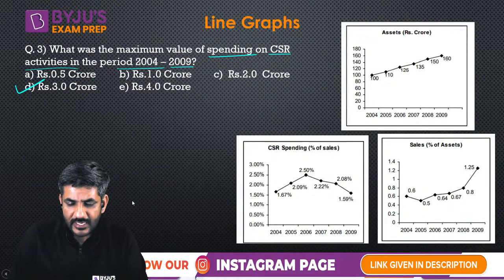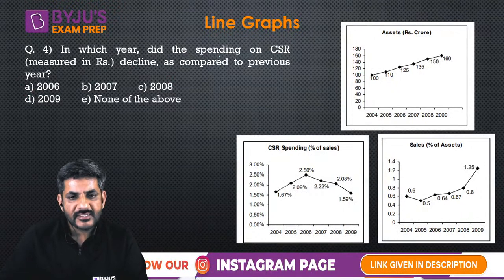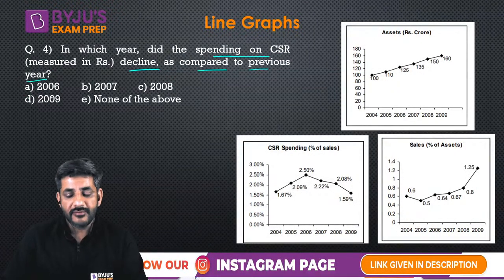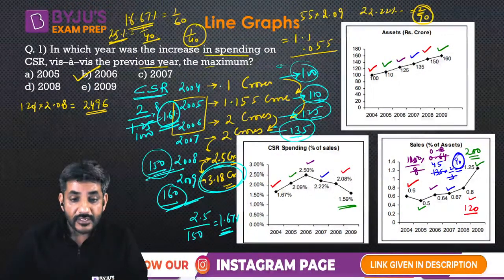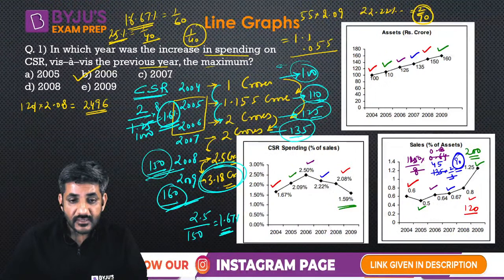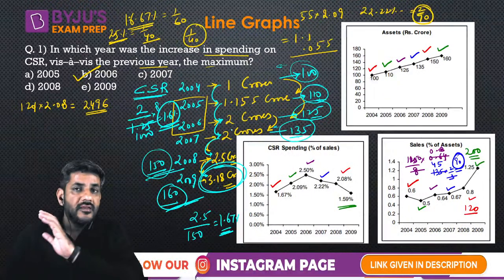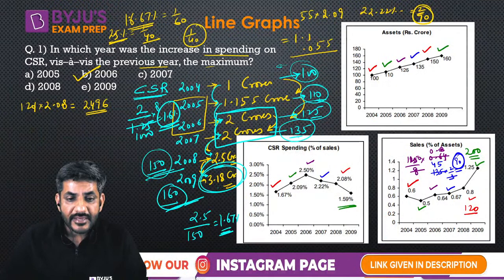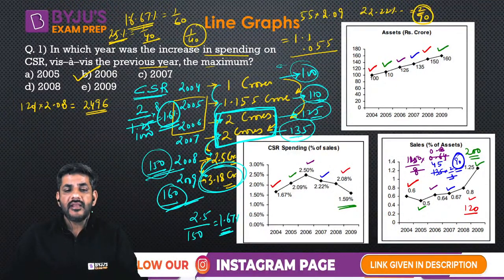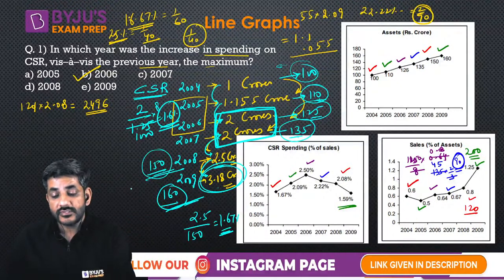Okay, let's have a look at the last question of this. In which year did the spendings on CSR decline as compared to the previous year? Again I'll go back to that slide. When has the decline happened? It has remained the same, it has increased, it has almost remained the same, it has increased. Either the decline has not happened anywhere, or did I approximate somewhere? Let me check that, did we approximate it, so that we can find a decline from 2006 to 2007.